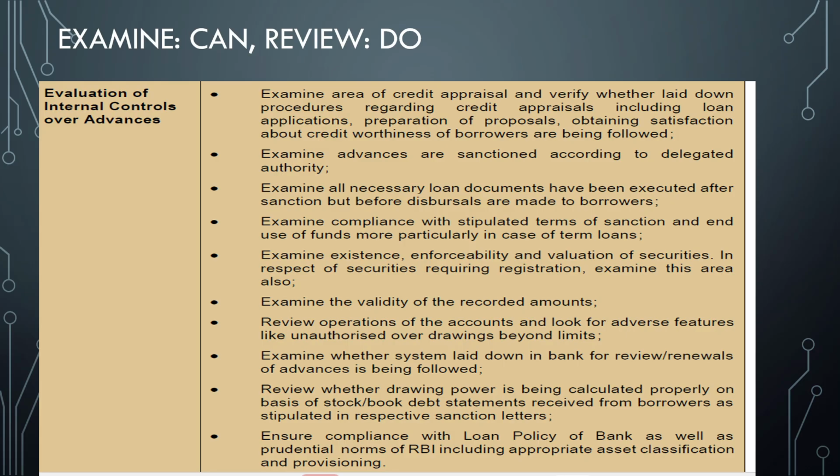That's it. Simple. So moving on to the next, that is review the DO. D is for drawing power, the second point from the bottom. So drawing power is calculated properly on the basis of stock or book debt statements. And next, O is for operations of the accounts, and look for adverse features like unauthorized drawings beyond limits. So the shortcut was examine the CAN, review the DO. That's it. The question is evaluation of internal control over advances.